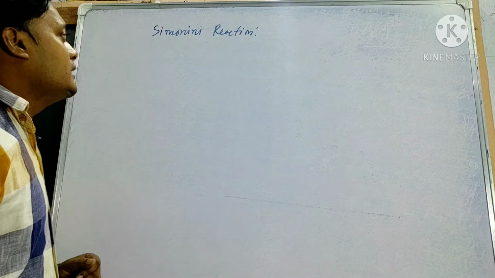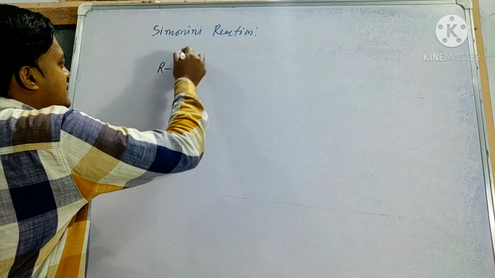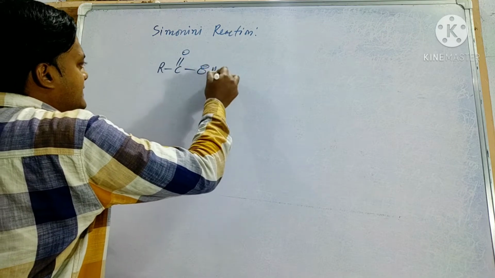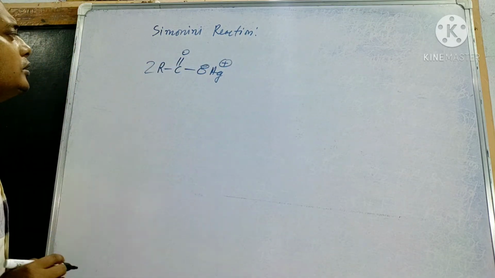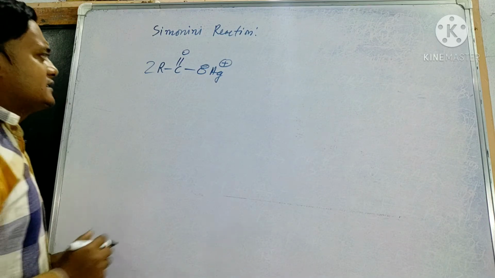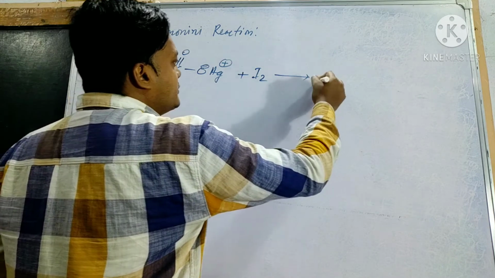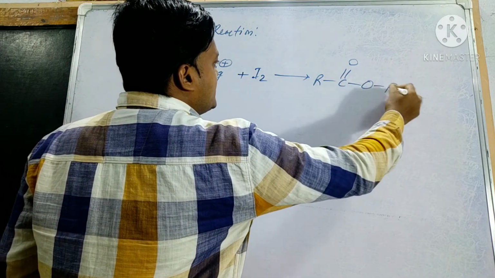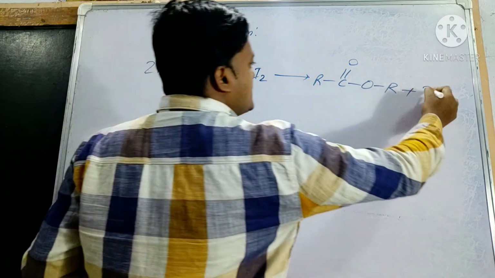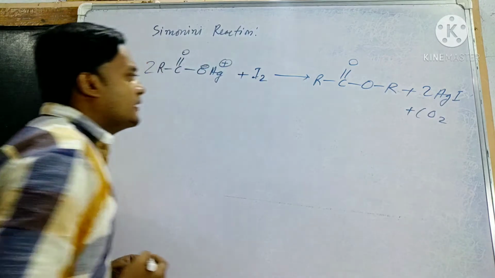Simonini reaction. Now here also we use silver salt of carboxylic acid. Now here we need 2 moles of silver salt of carboxylic acid. It reacts with iodine. What will be the product? Now ester plus AgI plus CO2.